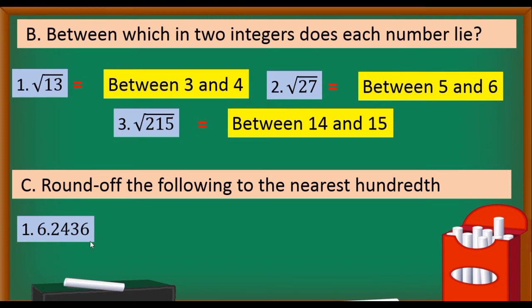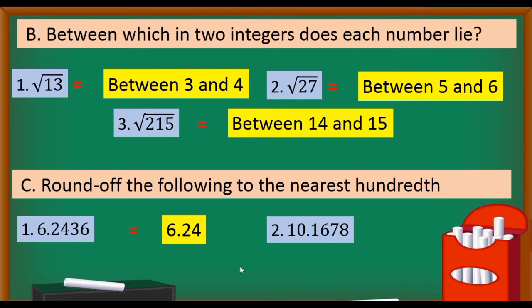So, 6.2436, pag ni-round off natin into the nearest hundredths, that is 6.24. So, hindi mababago yung 4 since ang kasunod niya ay 3. Next, how about 10.1678? So, ang hundredths natin ay 6 at ang kasunod niya ay 7. So, therefore, that is 10.17. Magra-round up since ang 7 ay mataas po. So, magra-round up yung 6, magiging 7.